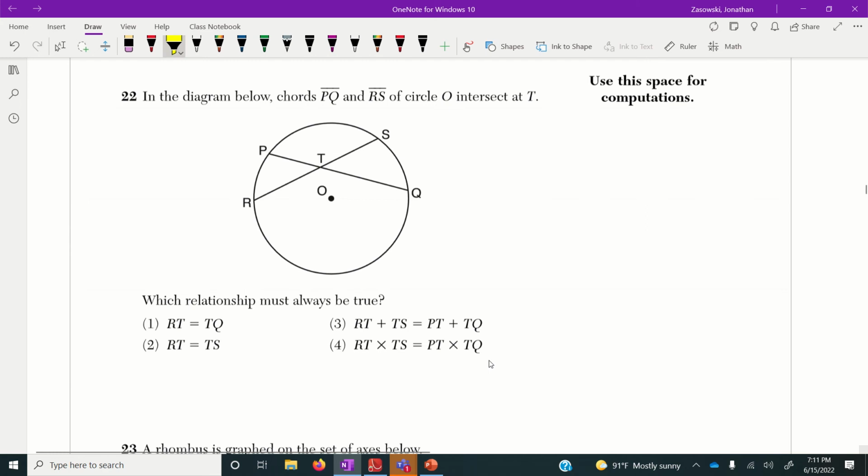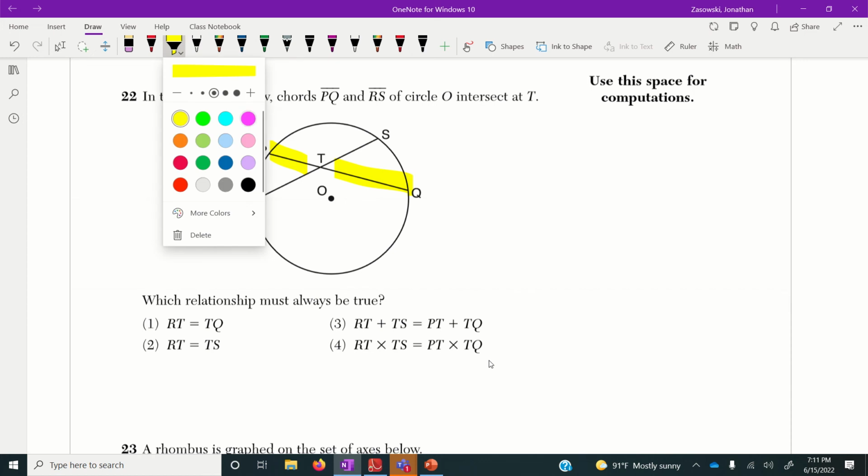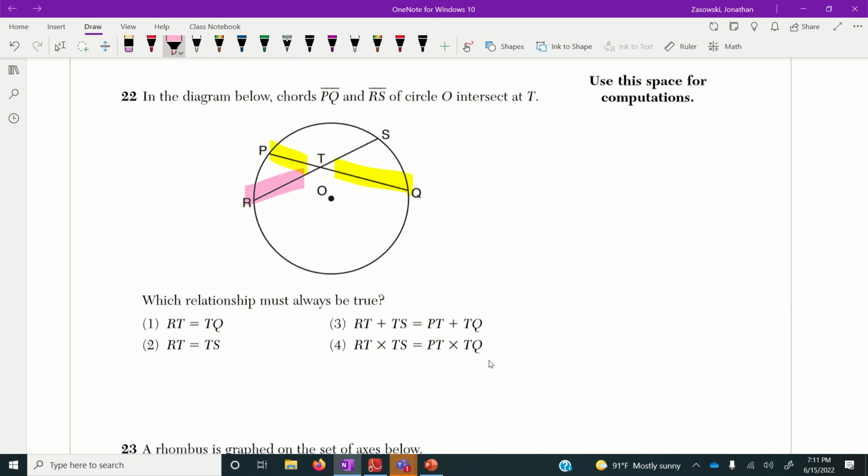So once again, which relationship must be true? Remember, anytime we have the chords intersecting, it's the part times part for each chord that we're multiplying together here, okay? So it should be PT times TQ, okay, is equal to RT times TS, okay? So PT times TQ, RT times TS, not plus, and we don't know that those are equal. It should be choice number 4.